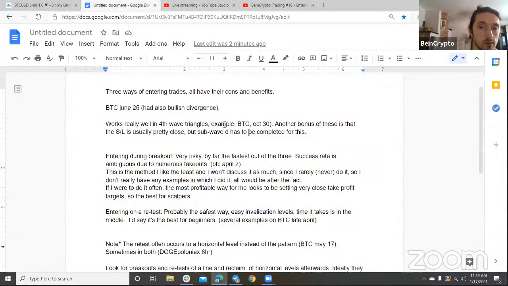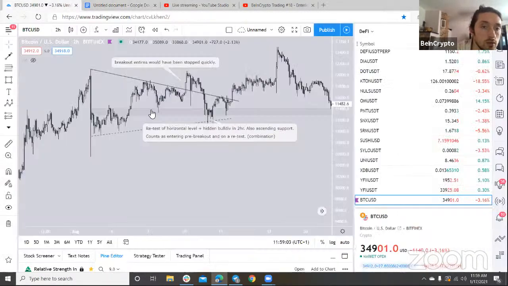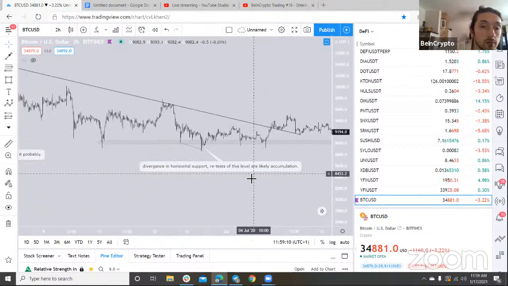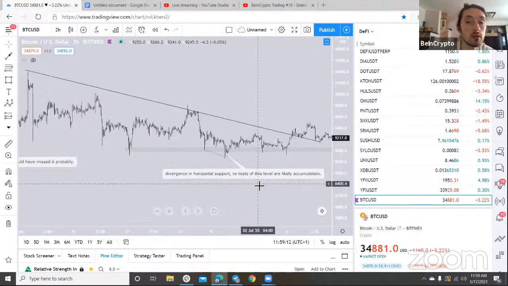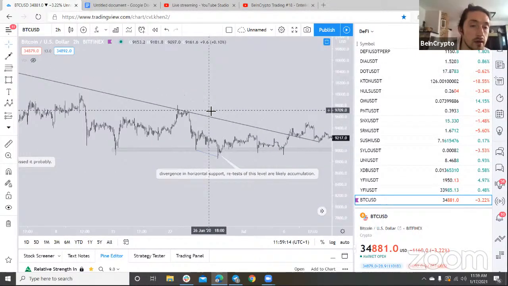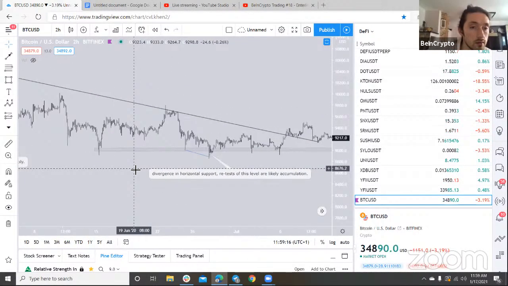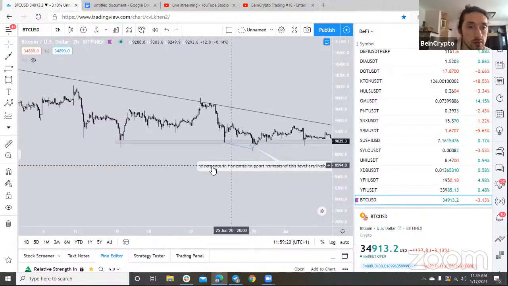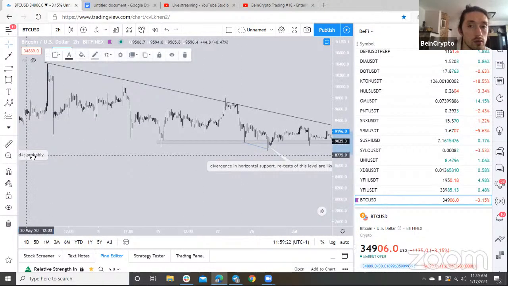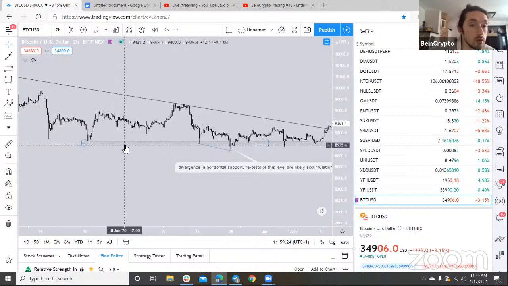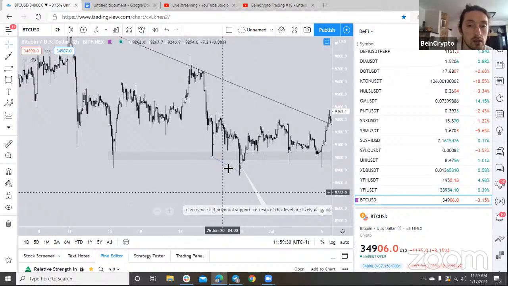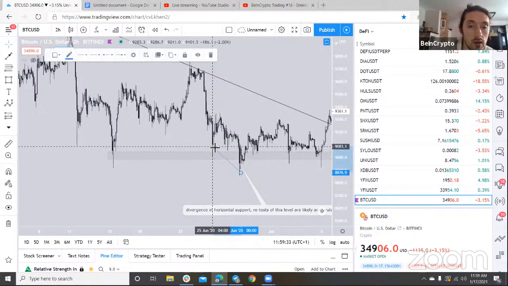I think it's the June 25th example. It's this one. So here you don't have a symmetrical triangle. This might be a descending triangle, but it's probably not a pattern at all. So here you have a relatively strong support at 9K. You have numerous long lower wicks, signs of buying pressure.